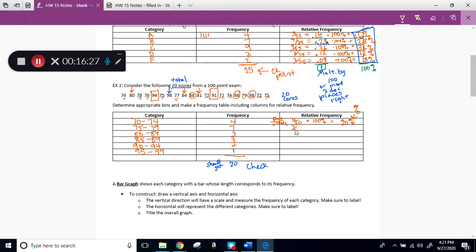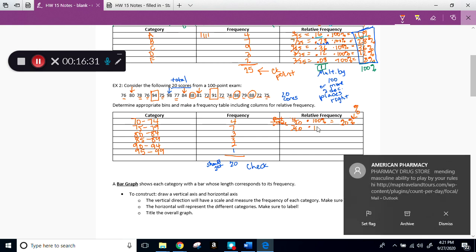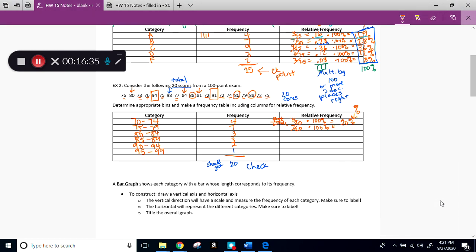So I want you to pause the video and do the rest of these. And just kind of doing our shortcut, we're going straight over to the percentage. So do the rest of those. So hopefully you got these same things. Now remember, you could have done 7 divided by 20 and written down the 0.35 and just move your decimal 2 places to the right to get the percentage.